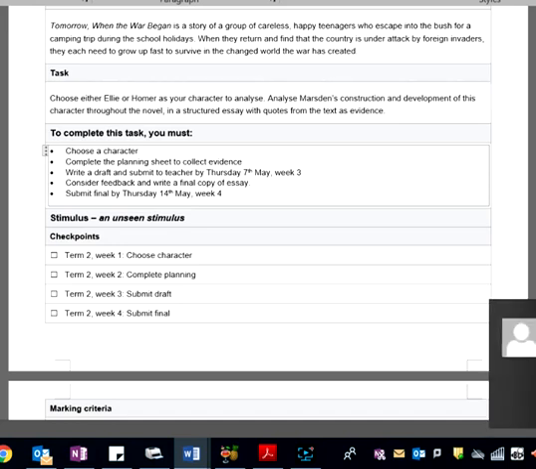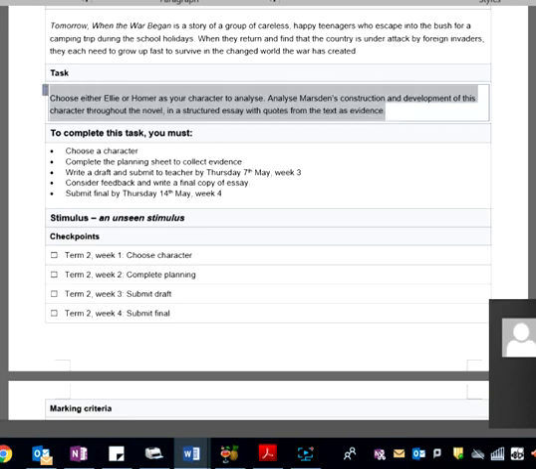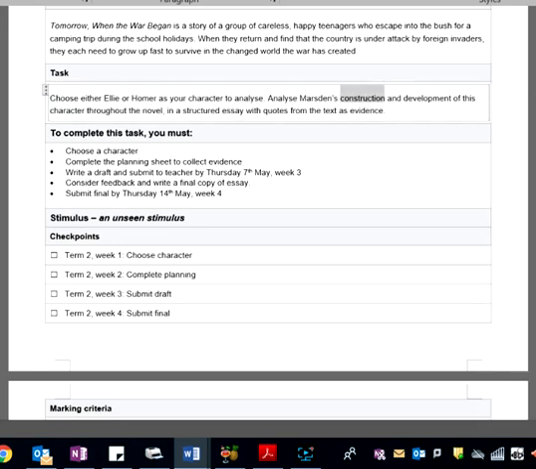So your task is to analyze Marsden's construction. Remember, construction also means create. So how has Marsden created and developed the character throughout the novel? You need to write a structured essay that includes quotes from the text as evidence. All right, now you should know what you need to do for your assignment.